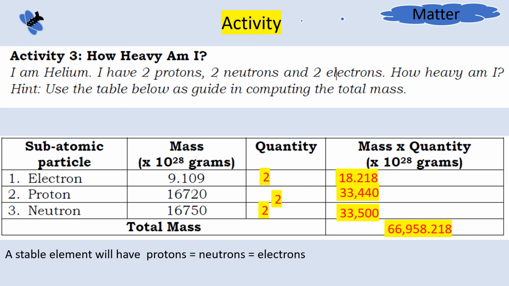Take note, a stable element will have the same number of protons, neutrons, and electrons. As you can see in the numbers for helium, they are the same: 2 protons, 2 neutrons, and 2 electrons. Therefore, this element is stable.